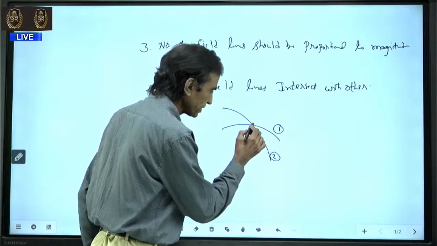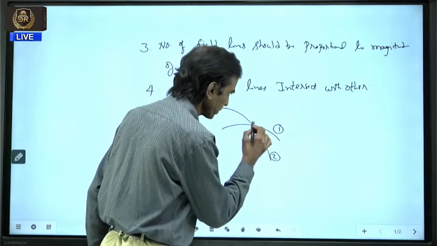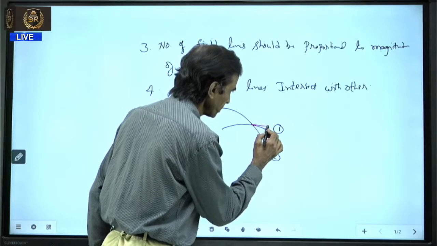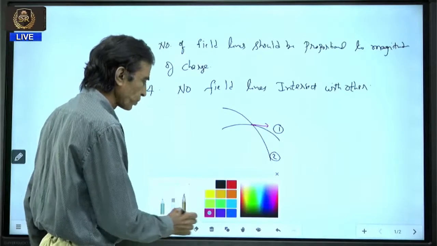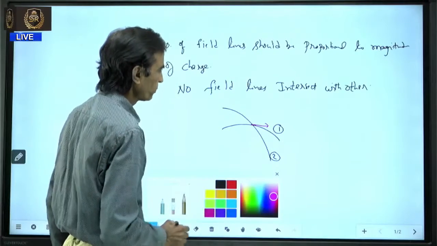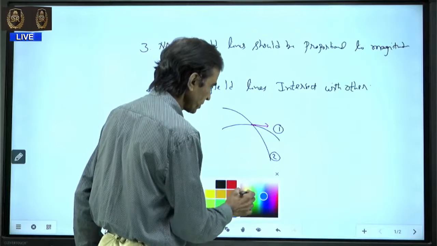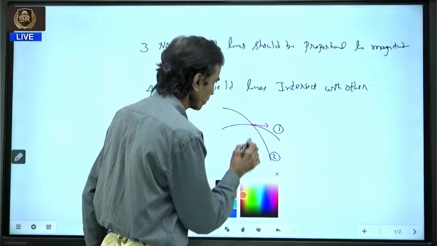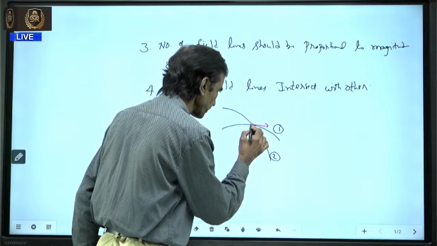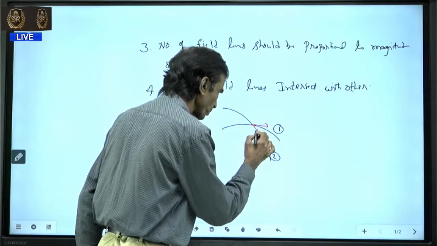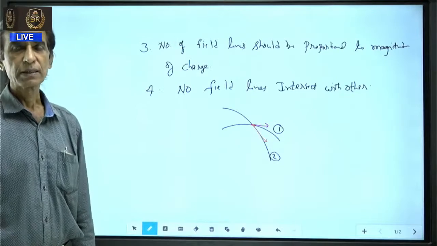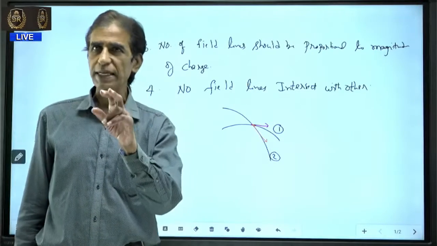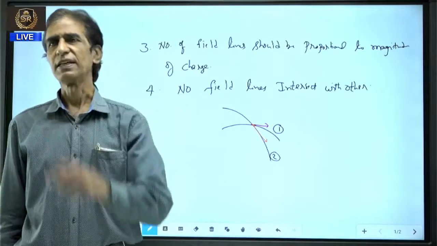We can draw two tangents at the point of intersection. For line 1, I can draw one tangent. Similarly, for line 2, I can draw one more tangent like this. That means at that point, there are two directions for the field.